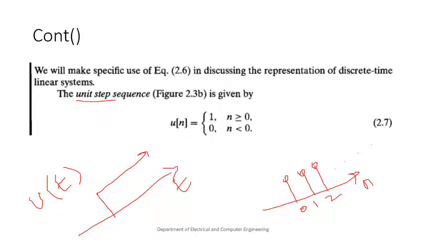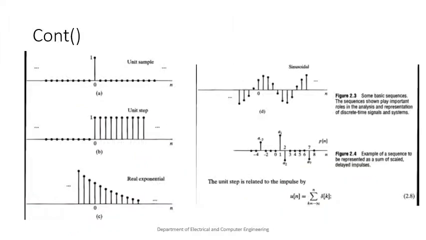However, this is a very important signal, the unit step sequence. U of n is 1 when n is greater than or equal to 0, and 0 when n is less than 0. So n is less than 0 here, so it is 0. These are a few signals.